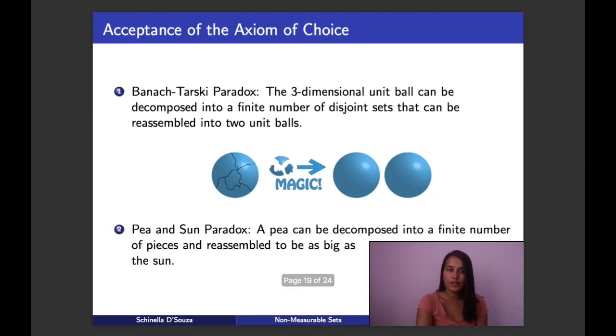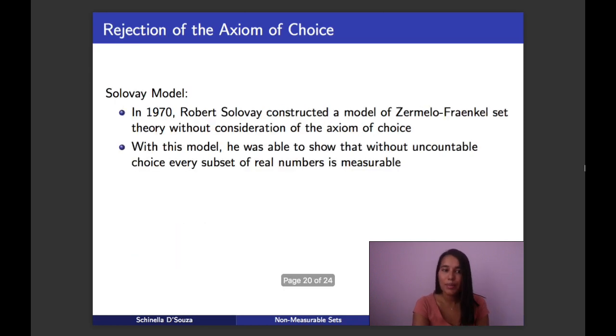Another formulation of this paradox is the pea and the sun paradox. This is very similar in that we can decompose the pea into pieces and rearrange them to be as big as the sun. The point of this is that something small can be cut up and made into something huge, which physically doesn't make any sense to us. These are some of the strange consequences that arise when we accept non-measurable sets. And if you find these too weird, let's reject the axiom of choice and see what happens.